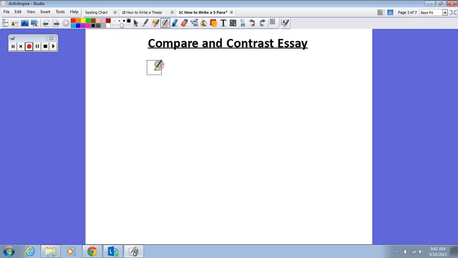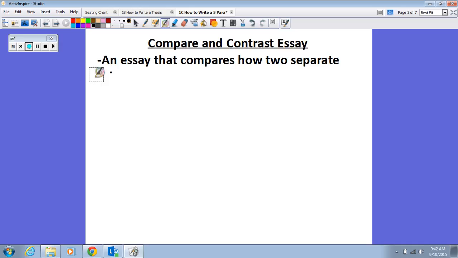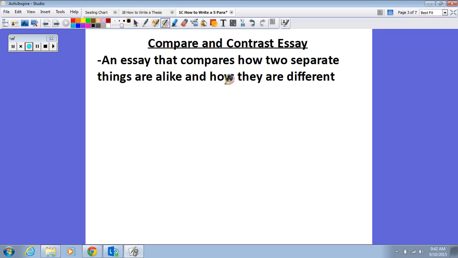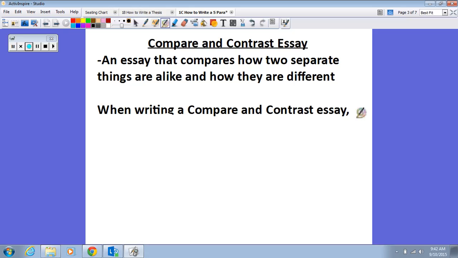Now, a couple of different types of essays that are specific to history, the 2 types we're going to write in here. The first one's called a compare and contrast. And what that is, it's an essay that compares how 2 separate things are alike and how they are different. When writing a compare and contrast essay, you're going to need to do the following. So you're going to write the following steps down.